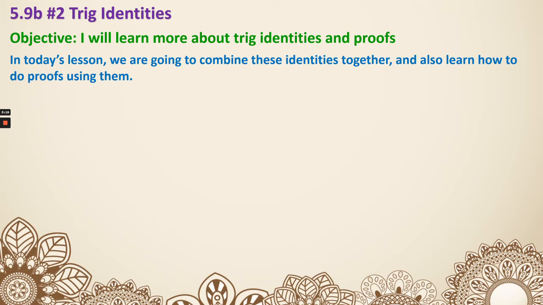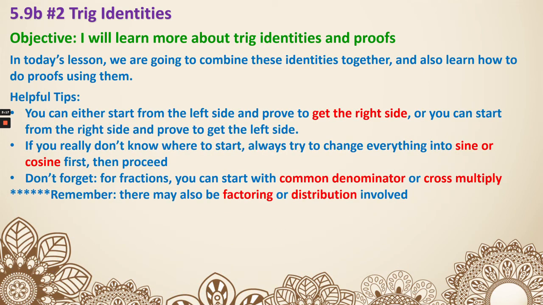Here are a few helpful tips. First one, you can either start from the left side and prove to get to the right side, or you can start from the right side and prove to get to the left side. We typically start with a more complicated side. Bullet point 2, if you really don't know where to start, always try to change everything into a sine or cosine first, and then proceed from there.